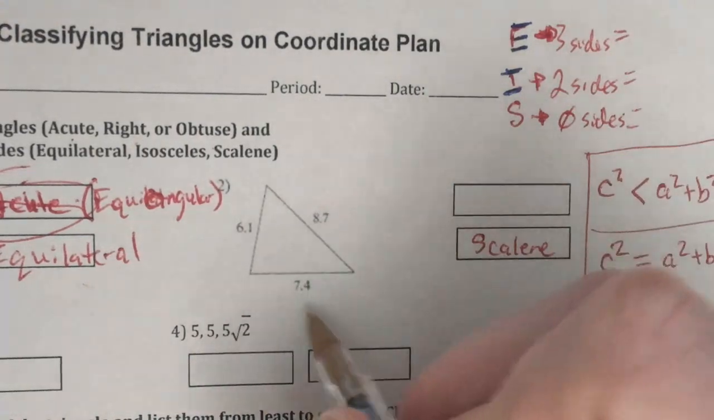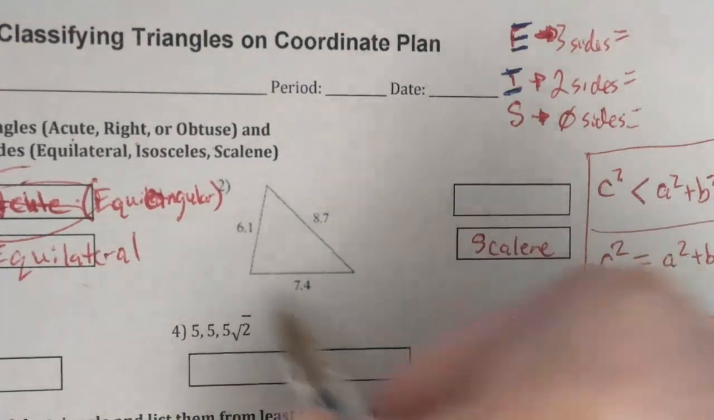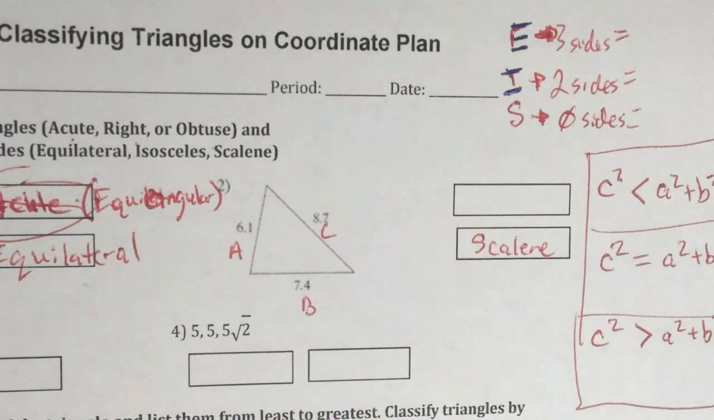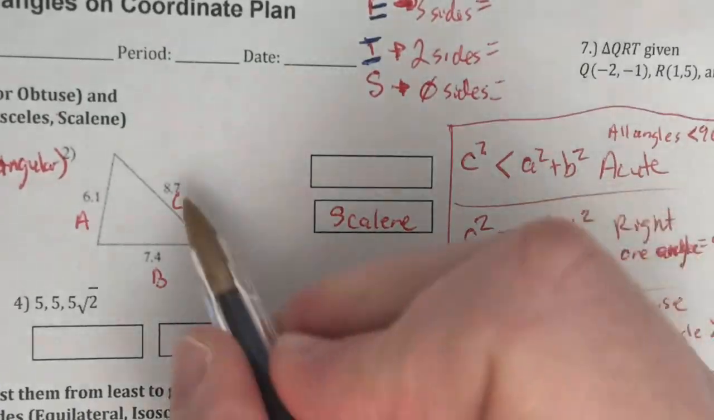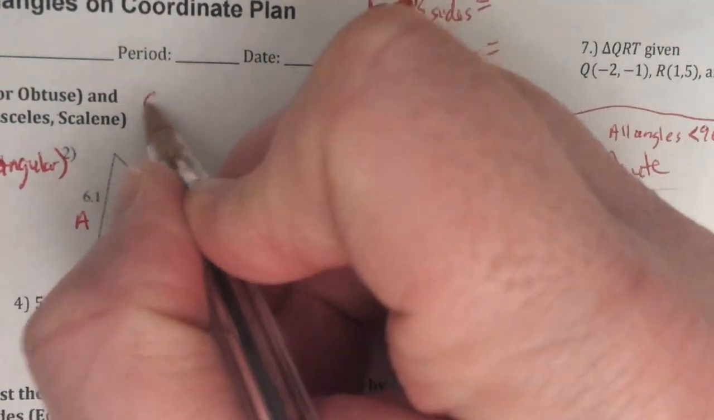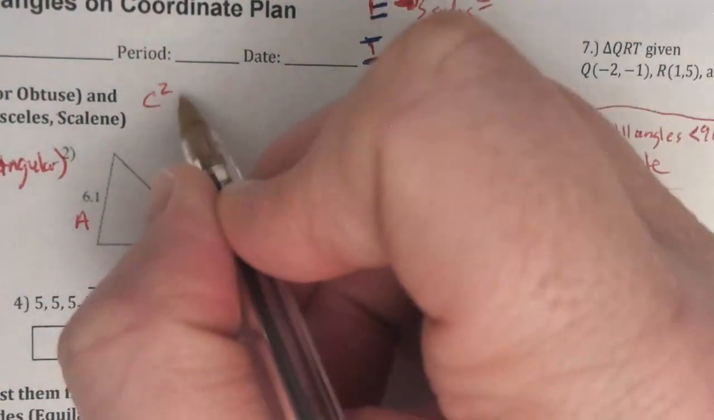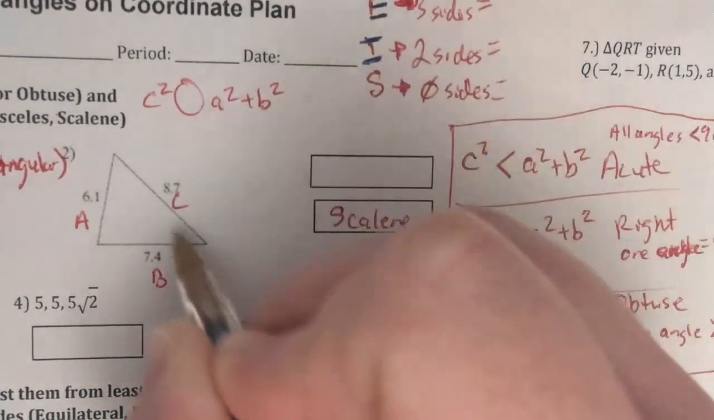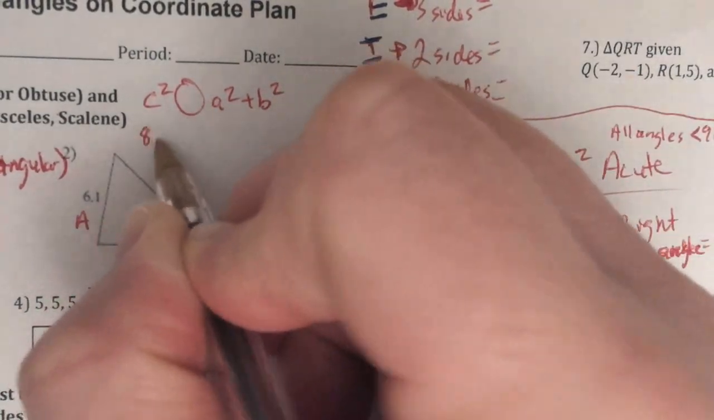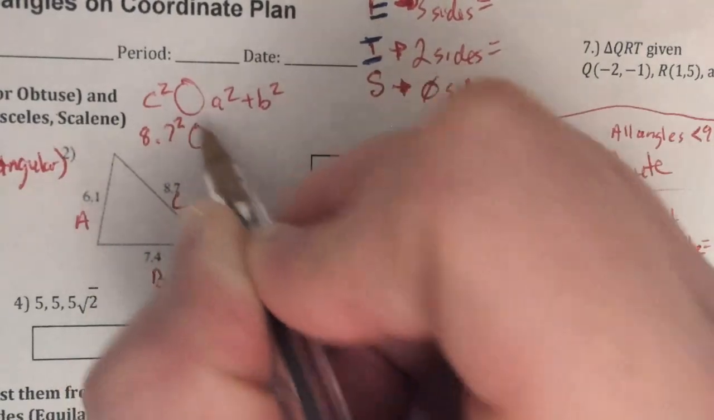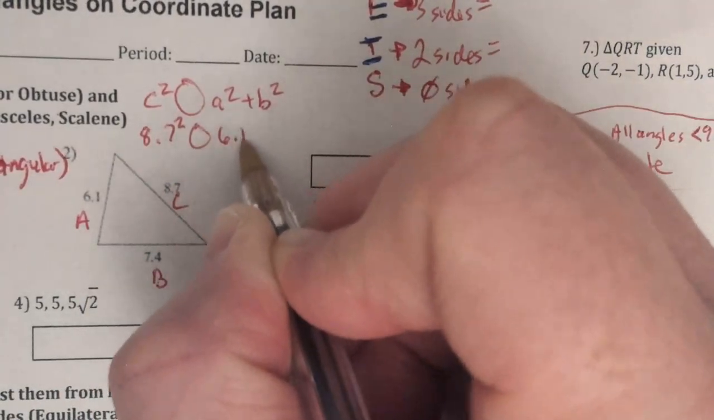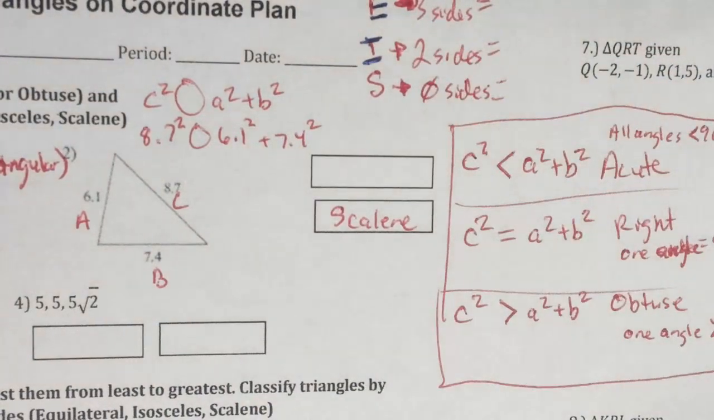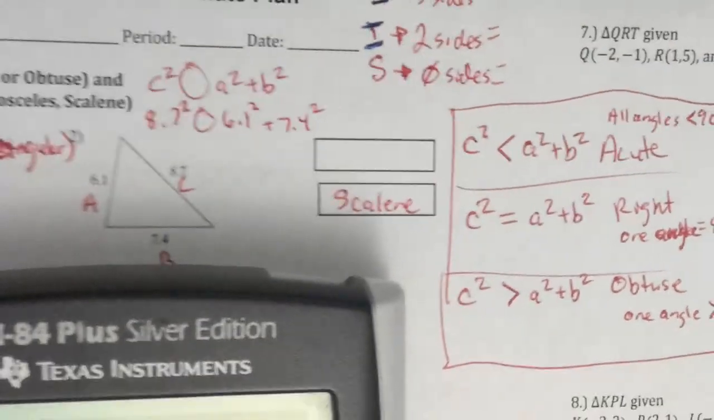Okay, which one's the biggest one? From small to big, this would be A, this would be B, this would be C, and we're going to plug it into here. How does C squared compare to A squared plus B squared? So how does 8.7 squared compare to 6.1 squared plus 7.4 squared? That is the question. All right, so let's put this in the calculator.